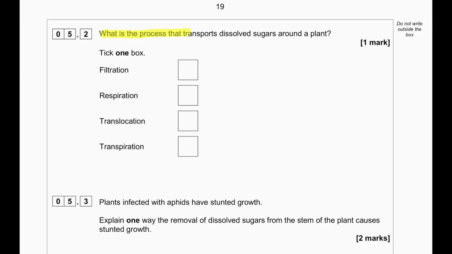What is the process that transports dissolved sugars around the plant? The process of transporting dissolved sugar will be translocation. Now, filtration is the process where we use a filter paper to filter, right? So that's not the process. Respiration is the process of breaking down glucose and using it to produce energy. And transpiration is the process of transporting mineral ions and water through the xylem. So translocation is the right answer.